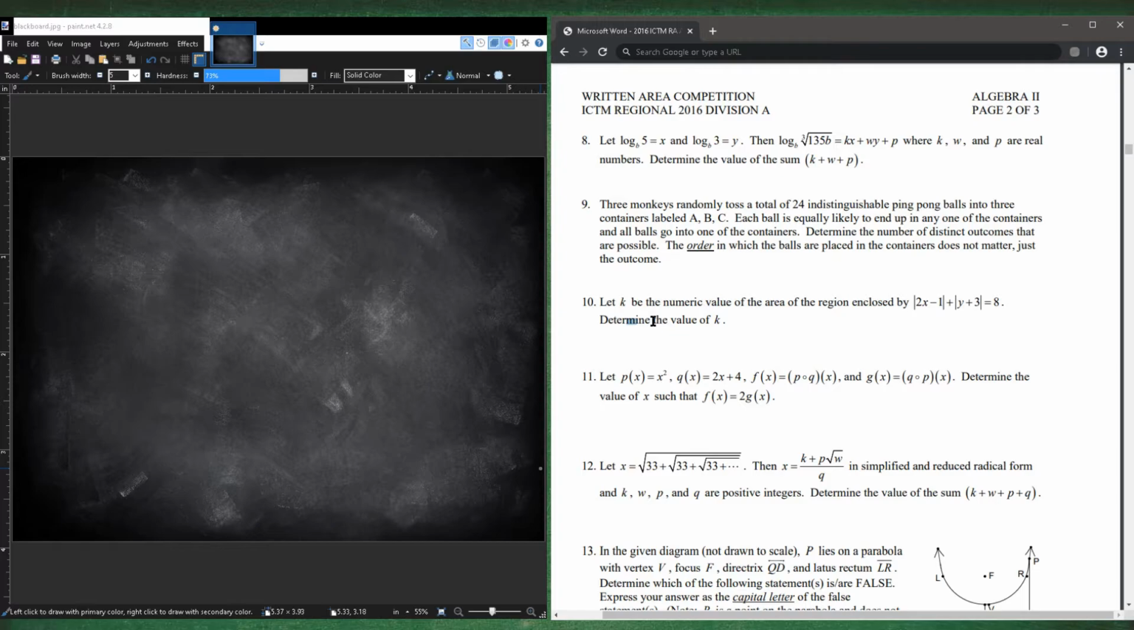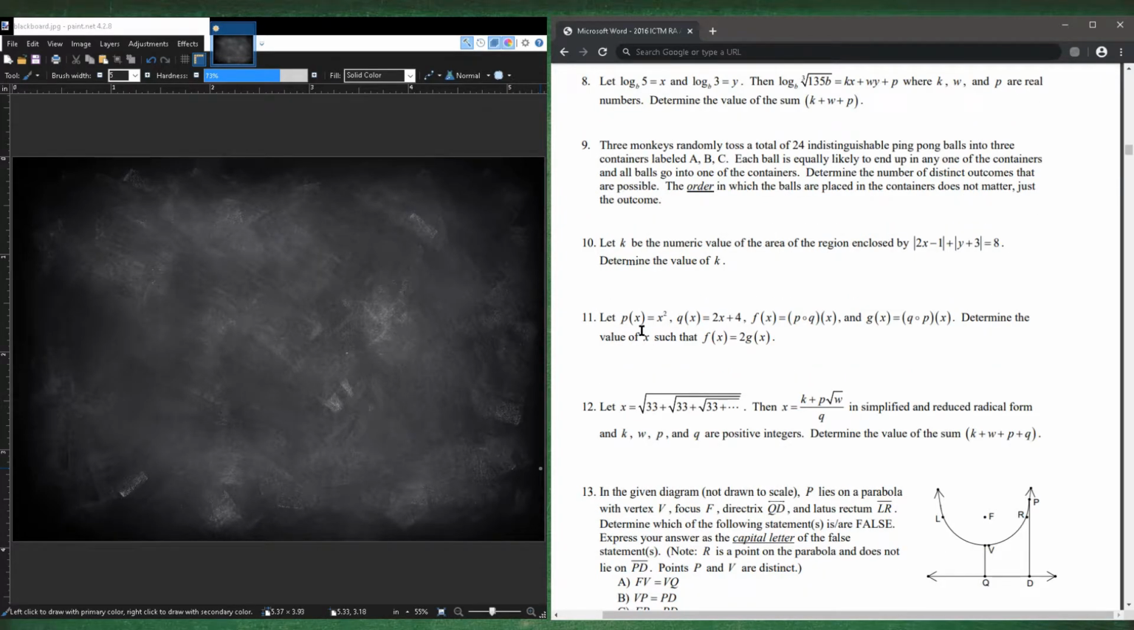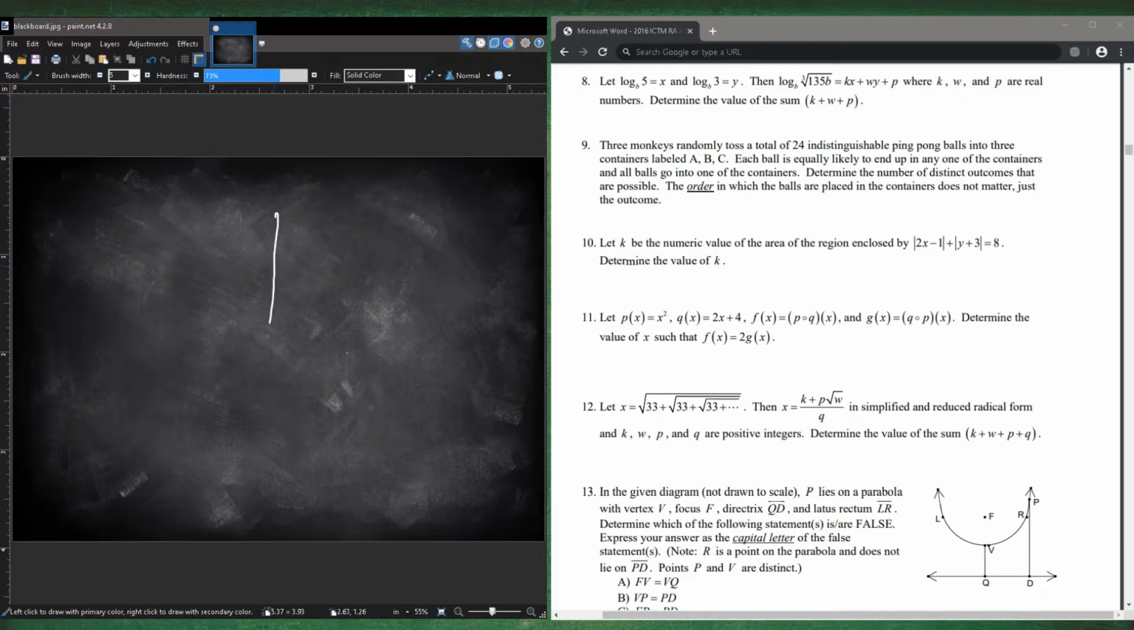Number 10. Let k be the numerical value of the area enclosed by |2x − 1| + |y + 3| = 8. When there are two absolute values like that, with an x in one of them and a y in the other, the graph is going to look like a diamond. You could graph this out and see how it looks, but it's going to be a diamond.